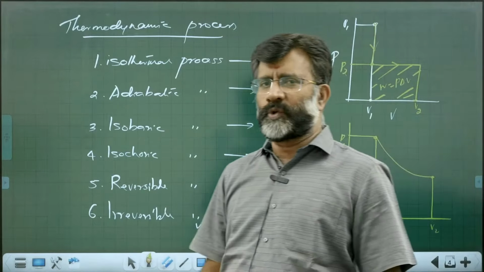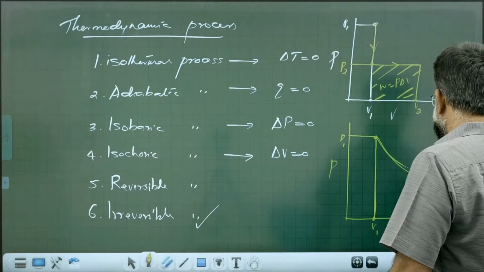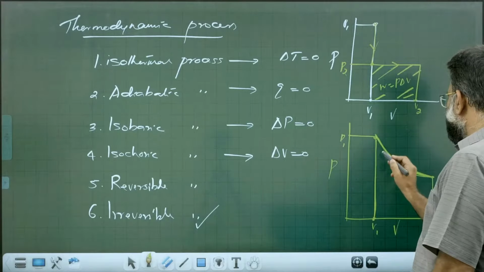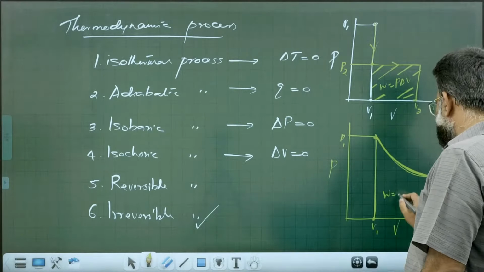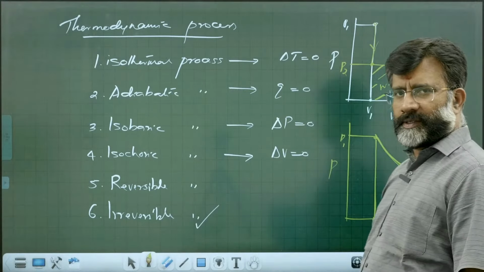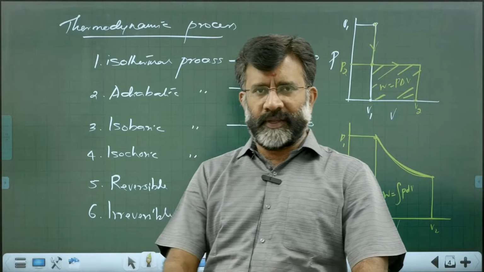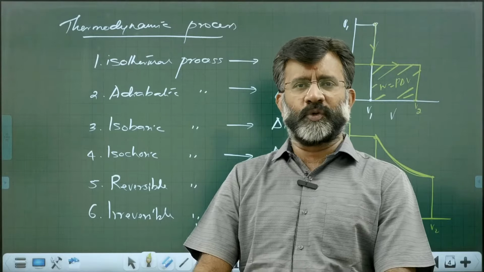PV isotherm. It makes a rectangular hyperbola. And the area under the curve will be the work done. All of you know work done is equal to integral PdV. Work done is equal to 2.303 nRT log V2 by V1.